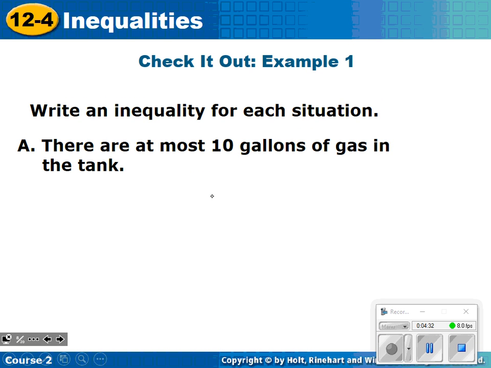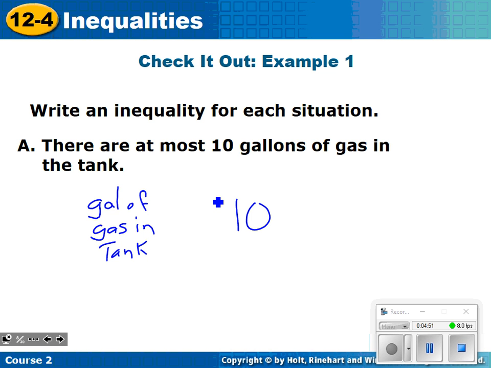There are at most 10 gallons of gas in the tank. So we put 10 over here. What are we comparing to 10? Gallons of gas in the tank. Which one's more? 10 or number of gallons in the tank? 10 is more. Does it include 10? Like, could there be exactly 10?